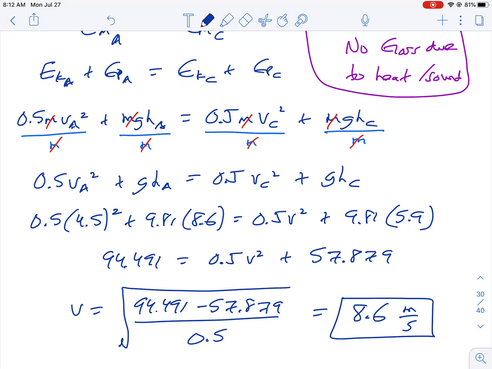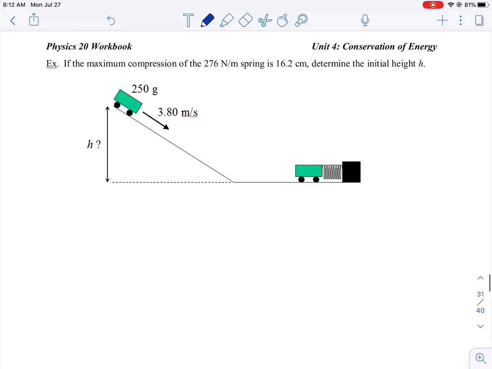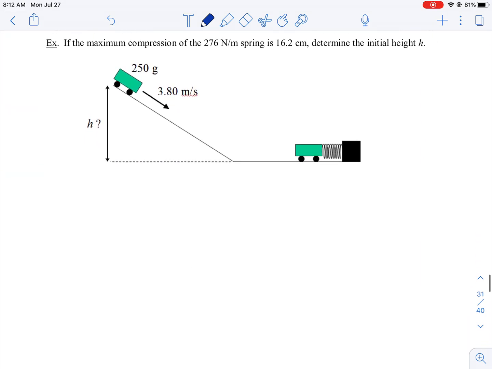So while you're waiting, I'd recommend you actually take on the next question as well in your workbook. And this time we have springs involved. So feel free to pause, give it a try, and then we'll take it on together.